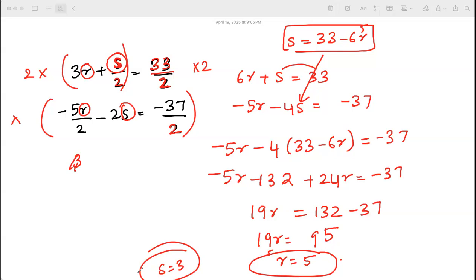See, removing fractions helps you a lot. Removing fractions makes numbers work for you. You don't slog with numbers. Multiply the entire equation by 2, it becomes so easy. Okay, any questions?